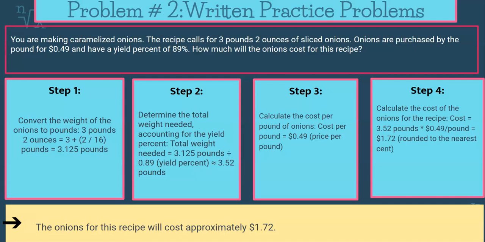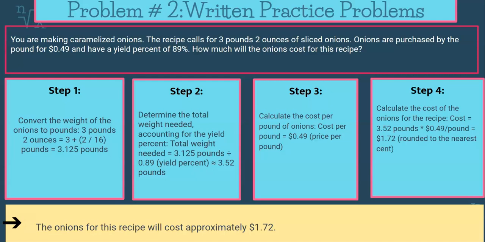So the first thing you are going to do is convert the weight of the onions to pounds. So 3 pounds, 2 ounces. So you're going to do, because we did this in one of the beginning units, you do 3, and then you're going to put the 2/16 because you have the additional 2 ounces.